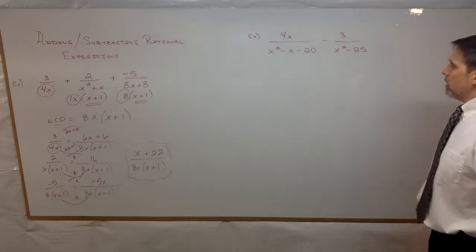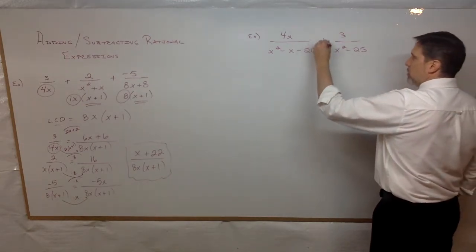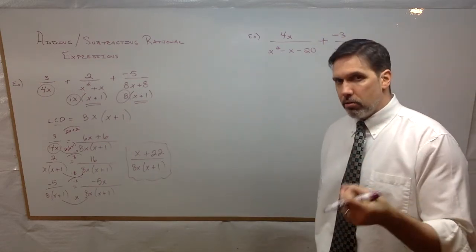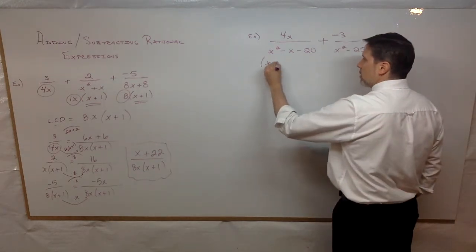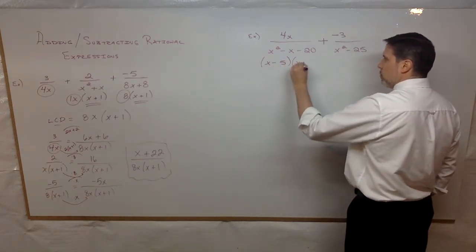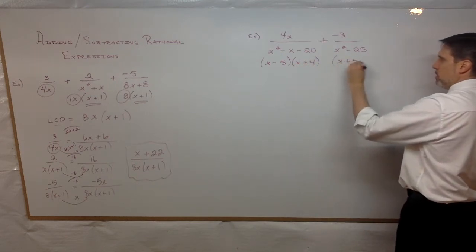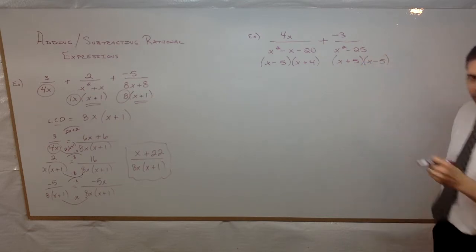Okay, well, let's try this one. If I follow the steps, first thing I'm going to do is turn this subtraction into addition. Take the negative through that numerator. Next thing I'm going to do in order to see the LCD, I have to factor the denominators. So we'll call this x minus 5 times x plus 4. And this is the difference of two perfect squares, which factors into conjugates, x plus 5 times x minus 5.